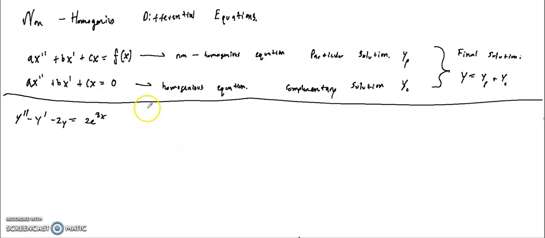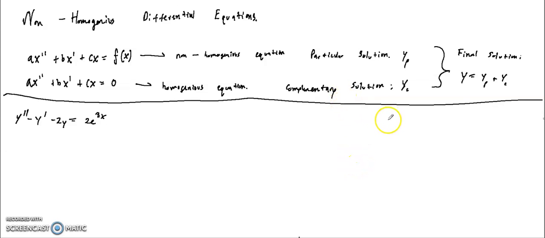But what we actually end up doing to solve for this is we treat it as a homogeneous equation first. We solve it, we see what we get, and then we use clues from our solution to that, which is called a complementary solution, which is yc. And then with that, we'll solve for a particular solution. And once we have both of those, we add them together, and that's our final solution.